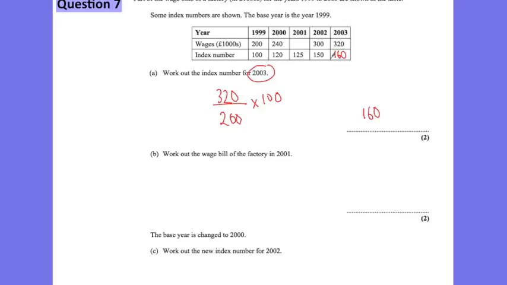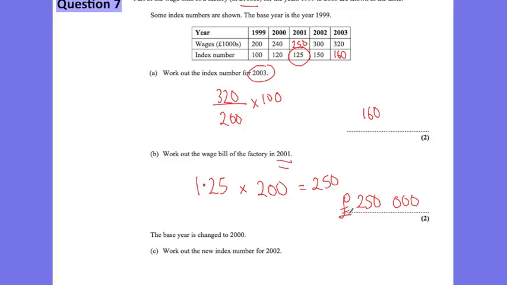We're then asked to work out the wage bill of the factory in 2001. This is working backwards now using the index number here, 1.25, multiplied by the real value in the base year, 200, which gives us 250. In the table here we write 250, but when we're actually working out the wage bill, remember this is in thousands, so it's 250,000 pounds.